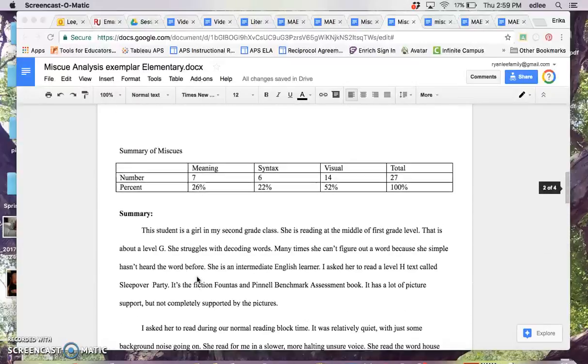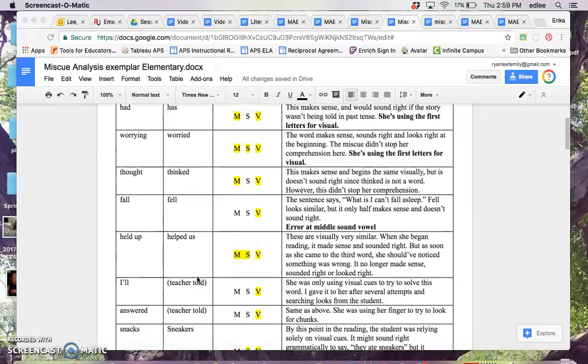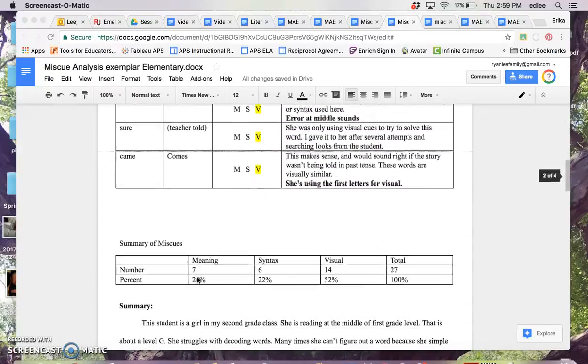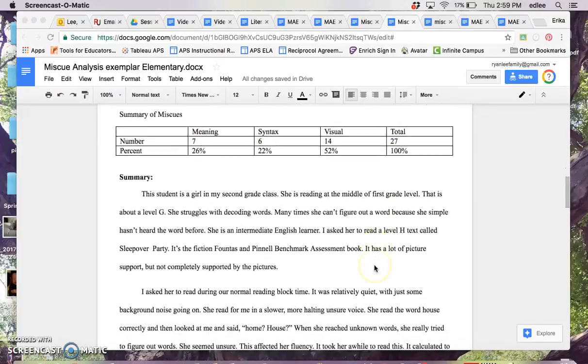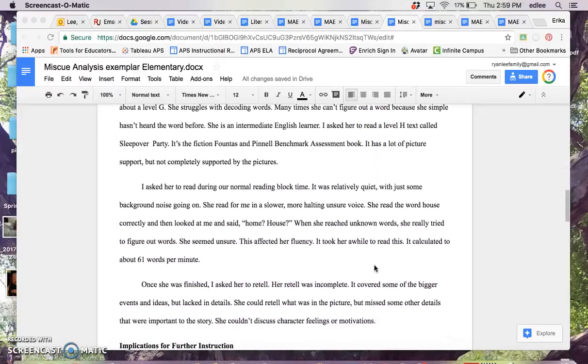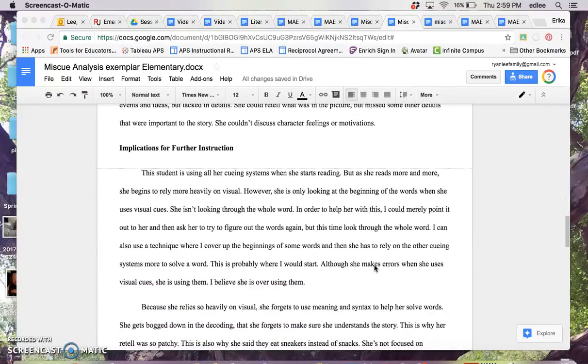Overall, as you complete this project, you really want to think highly about where you see trends, just like this teacher did here. How will you support all of the cueing systems? And what would be some very specific instructional implications to move this student forward? If you need ideas on what some of those instructional implications might be, there is a great article linked in your agenda.